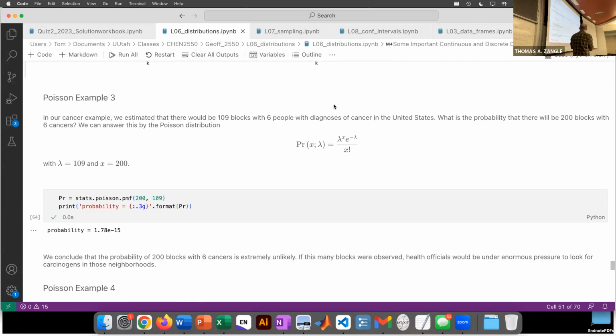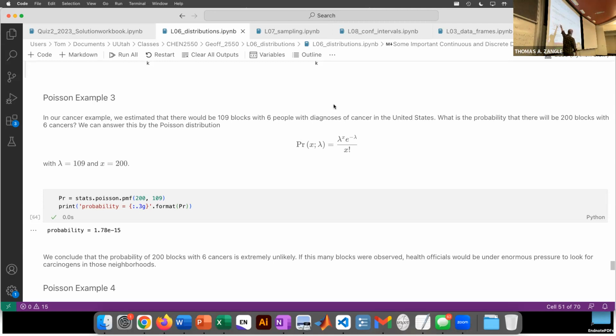We can apply the same concept to look at the probability of a specified number of blocks with a specified number of cancers. Again, we're going to be using the Poisson distribution. In this case, lambda is the average number of events. If you remember, we found that the average number of blocks within the United States on which we would expect to see 6 cancer cases within a year was 109. So here we're going to use that as the average event frequency.